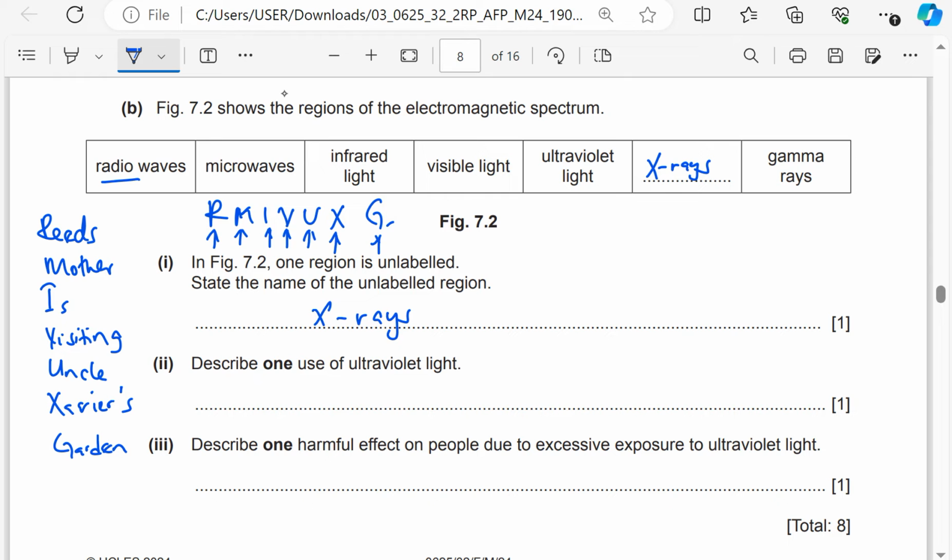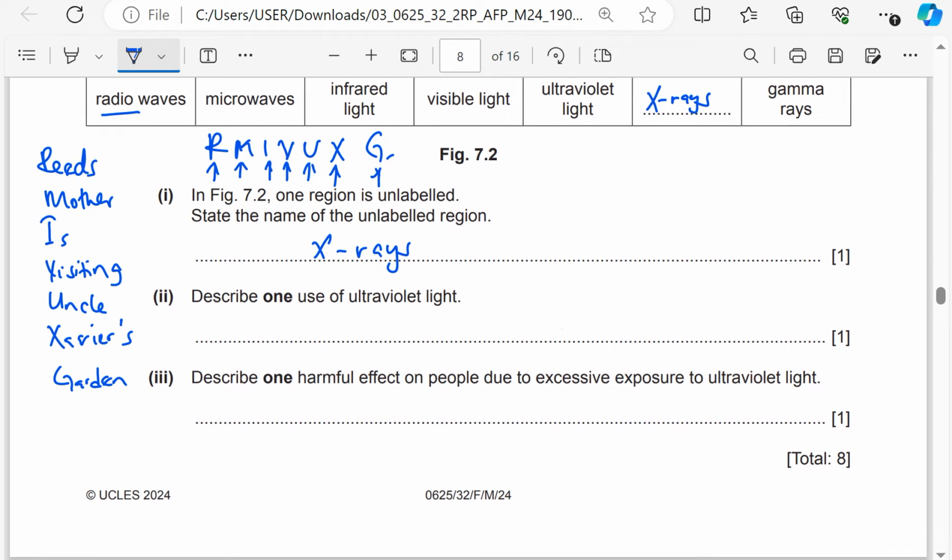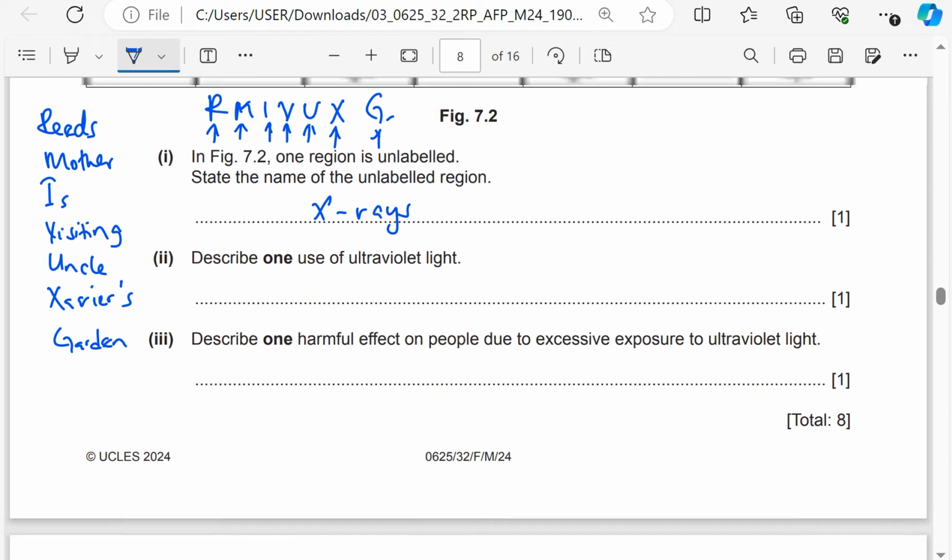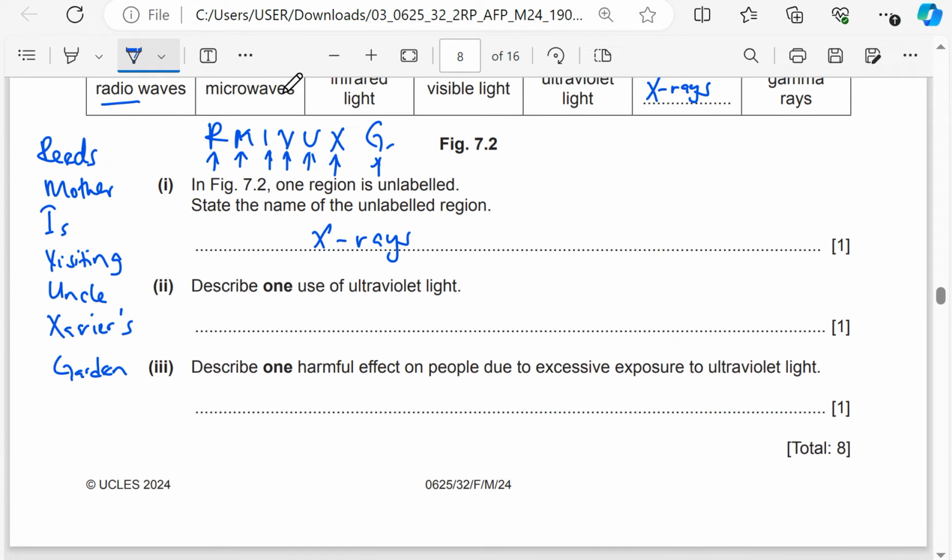Describe one use of ultraviolet. Ultraviolet is nowadays very common. So we know that ultraviolet is used for security marking. Security marking normally uses ultraviolet. Detecting fake banknotes. Detecting fingerprints.